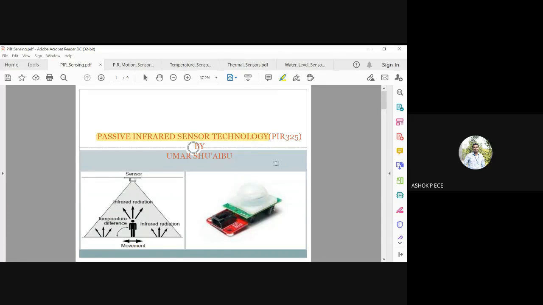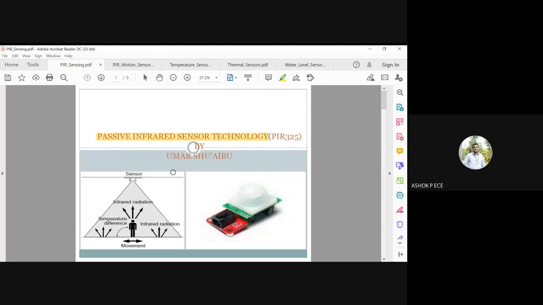Active infrared, I told you, will be sending IR radiation and will be receiving the IR radiation back if the obstacle is there. If the obstacle is not there, we will not be receiving the IR radiation back. But passive infrared means I am going to use this infrared to see if somebody else is emitting infrared radiation or not. Passive means I am detecting if there is any infrared radiation around my surroundings. That is going to be the passive.